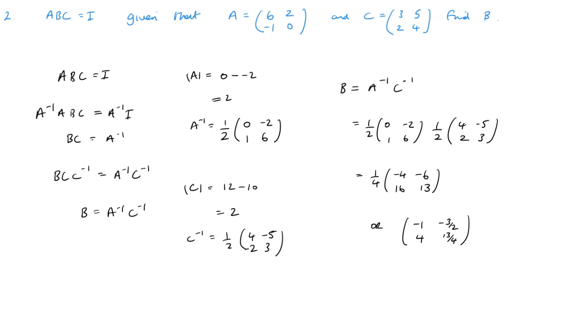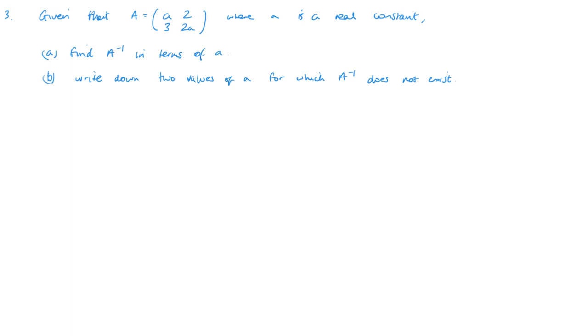Right, let's look at the final question 3. So, given that A equals that, where small a is a real constant, find the inverse of A in terms of a. So, the determinant of A is 2a squared minus 6. So A to the minus 1 is 1 over 2a squared minus 6 multiplied by 2a and a, minus 2 and minus 3.